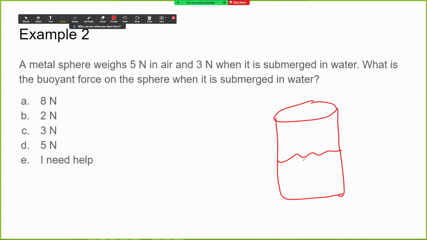when it's in air, it's 5 newtons pushing down. When it's submerged in water, there's 3 newtons pushing up. So what is the buoyant force on the sphere when it's submerged in water would be just 5 newtons minus 3 newtons, which should be 2 newtons.